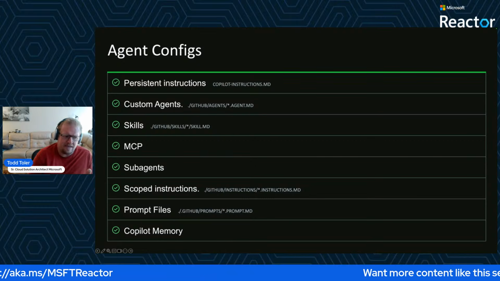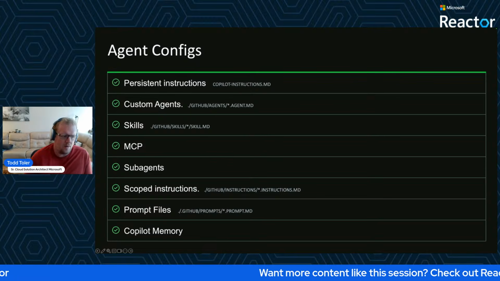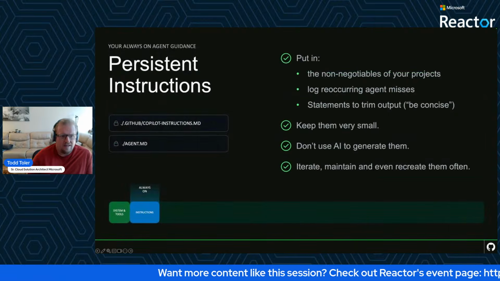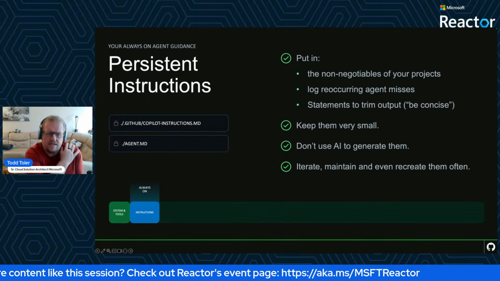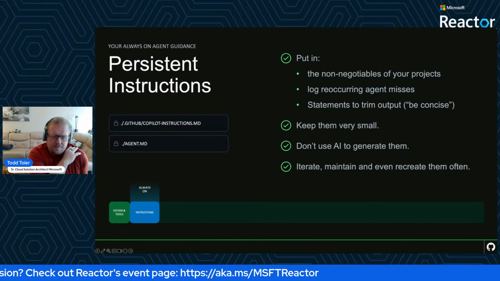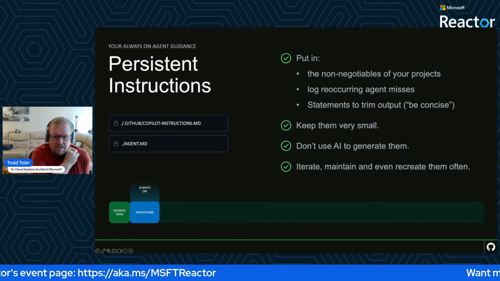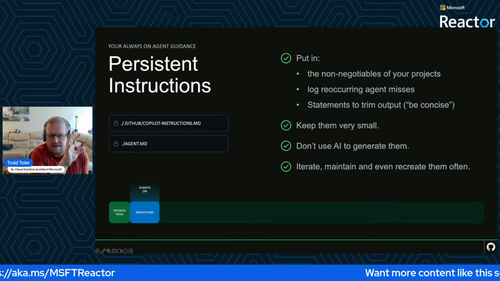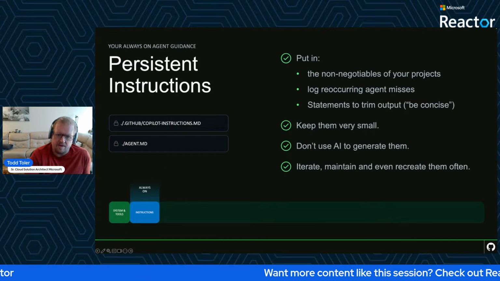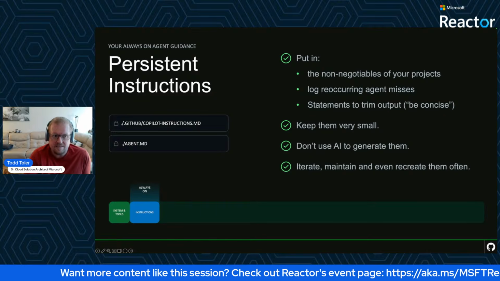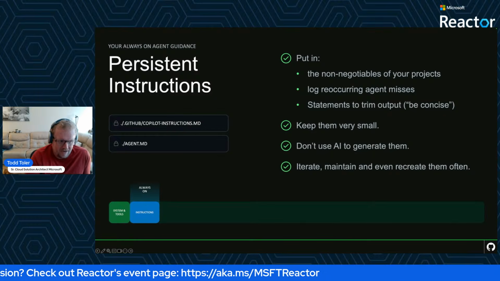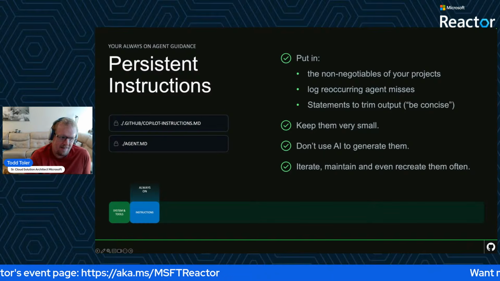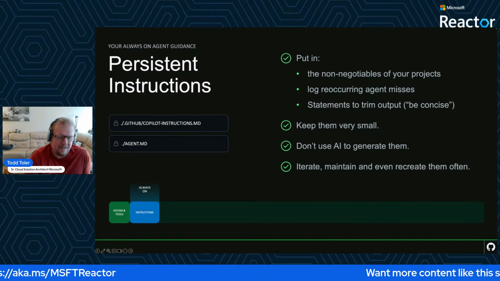So we'll look at some of these in more detail and how you can use them to improve quality and tokens. The first one is your Copilot instructions or your agent MD. These are always-on agent guidance. In a lot of cases, I've seen some really huge ones. These are put out in every context, every time you run your prompt, so they're there for every agent session and every interaction. So the requirement here is that you want to keep them very small.